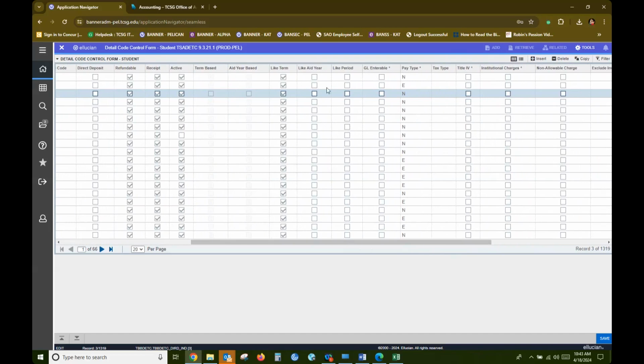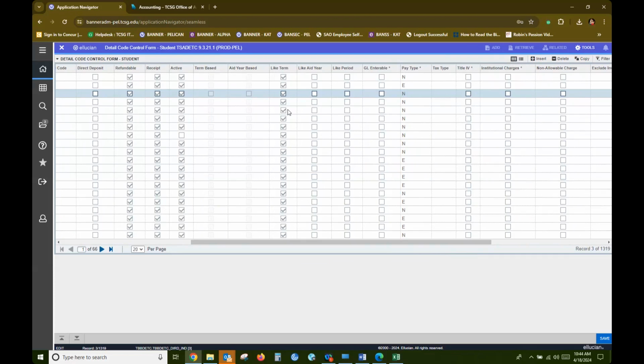Then we get into like term, like aid year, and like period. These are very important when it comes to application of payments. In general, you are going to want to have like term checked on all of your detail codes. When you check like term, that says to application of payments, I will only apply payments to a charge where the terms are the same.